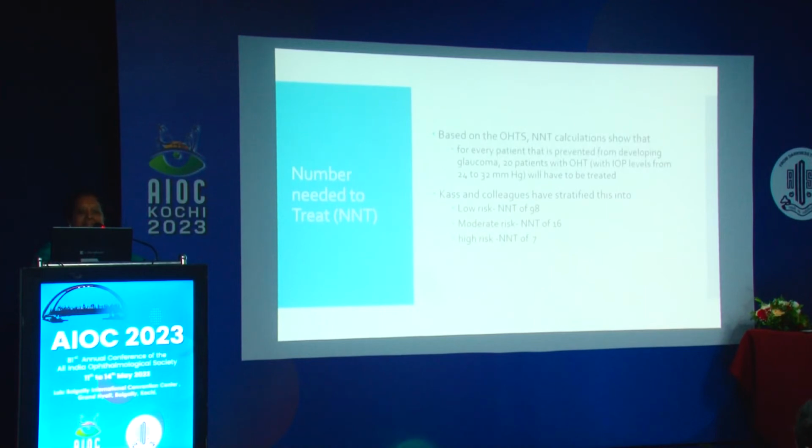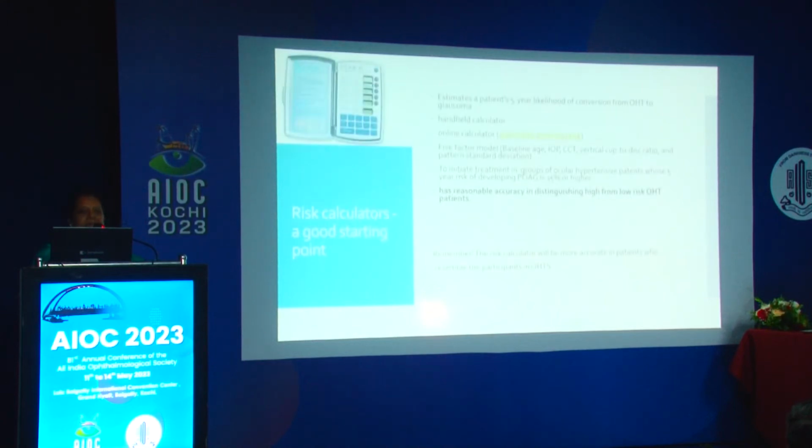So Kass, the lead investigator, and his colleagues stratified patients based on risk into low risk, moderate risk, and high risk. The number needed to treat was 98 for the low risk group. So 98 patients with OHT have to be treated to prevent one person from developing POAG. In the moderate risk group, this NNT was 16, and in the high risk group, it was 7.